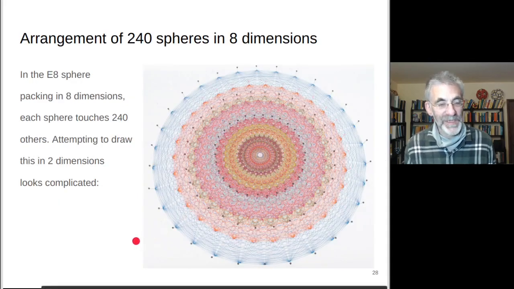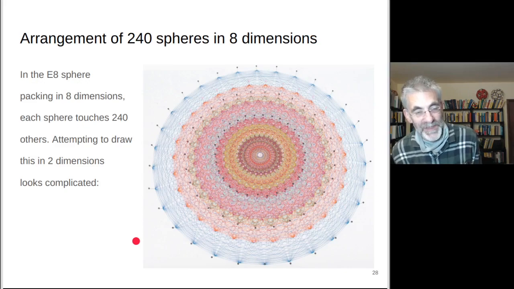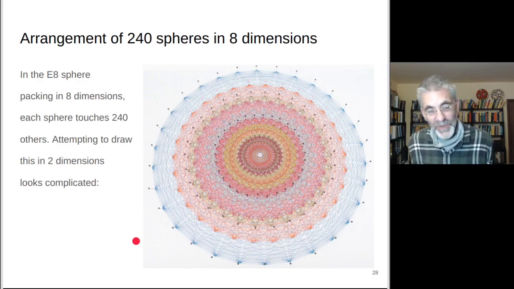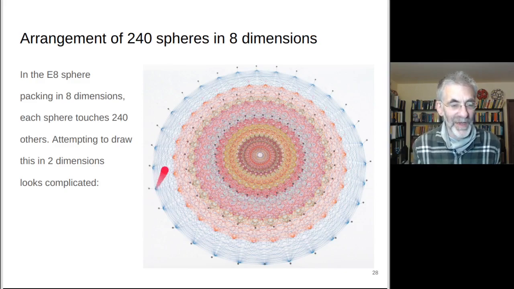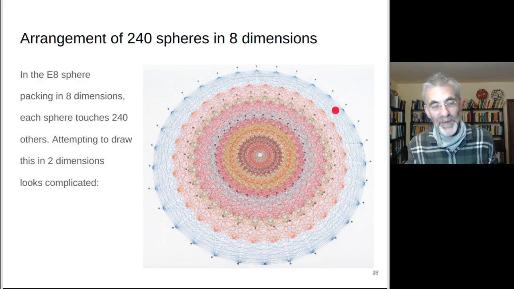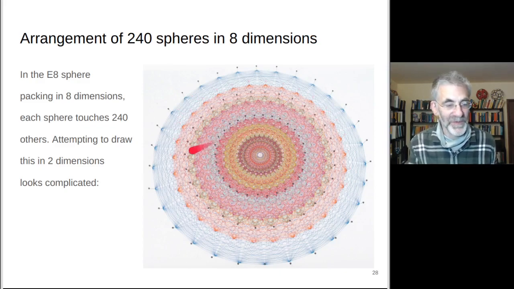And if you want to see what these 240 spheres in 8 dimensions touching a given sphere look like, well, you can't really draw them in 8 dimensions, but if you project them down to 2 dimensions, it ends up looking something like this, where each of these points is the projection of one of these 240 spheres into 2 dimensions. And you draw lines between 2 points depending on the distance of the 2 spheres.